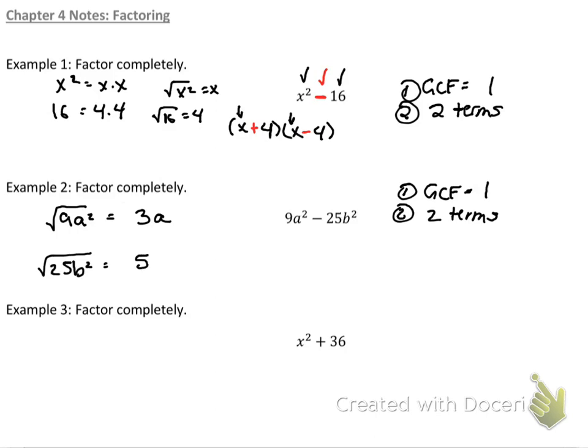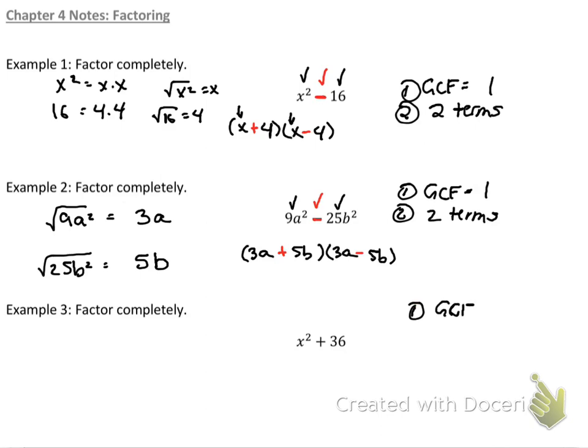Well, the square root of 25 is 5, and the square root of b squared is b. So these are both perfect squares. Are they also being subtracted from each other? They are, so we can proceed to use the definition of a difference of squares. So in our first spot, we're going to put 3a. In our second spot, we put 5b, and then we make sure to separate them, one with a plus sign, one with a minus sign. Let's keep going.